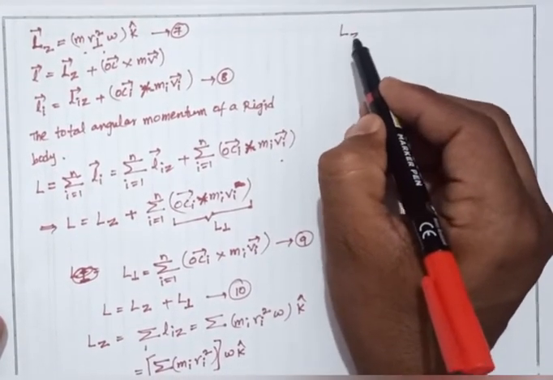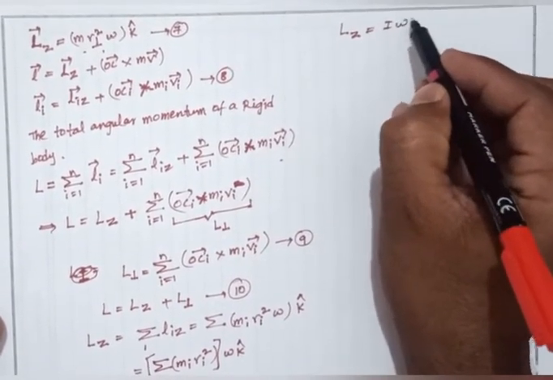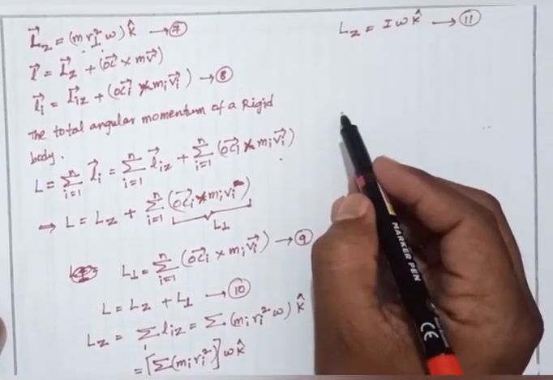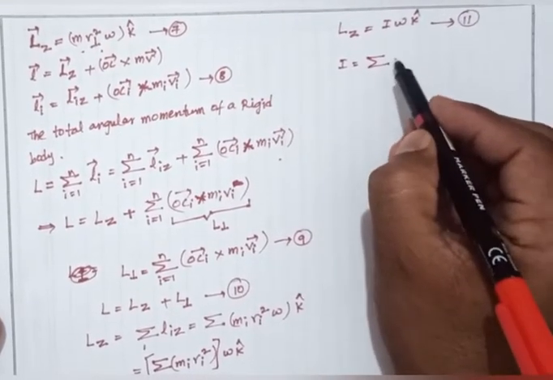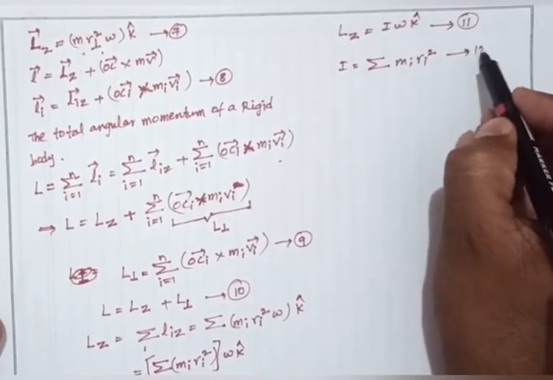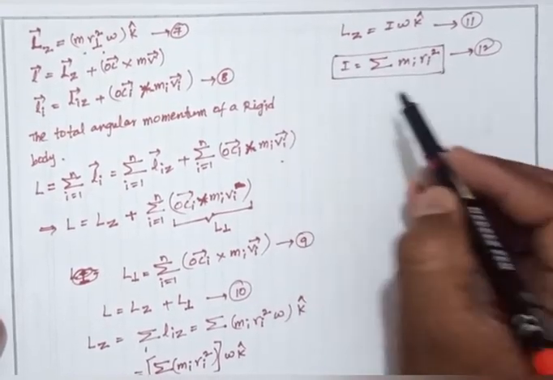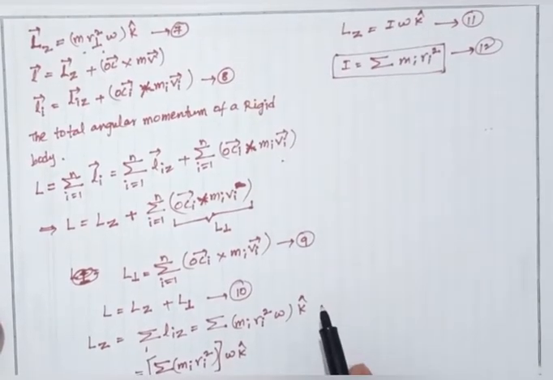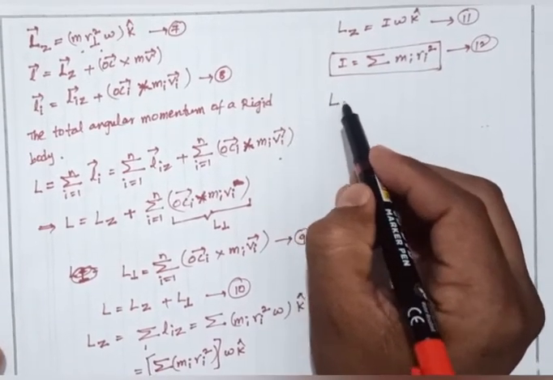So Lz equals the moment of inertia I omega k cap. This is equation number 11. Here I equals the summation over m_i r_i squared. This is equation number 12. The moment of inertia I, as we already know, equals the summation of m_i r_i squared.